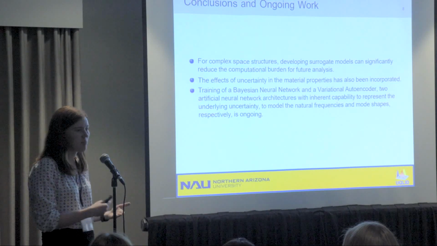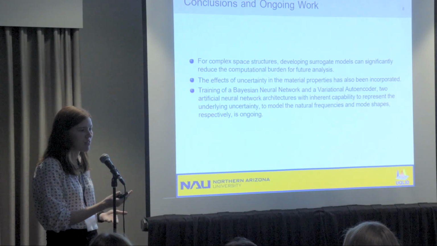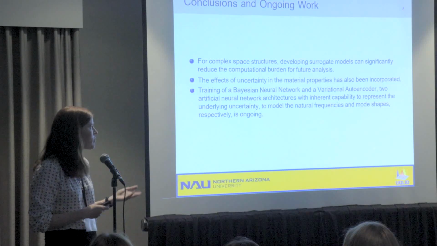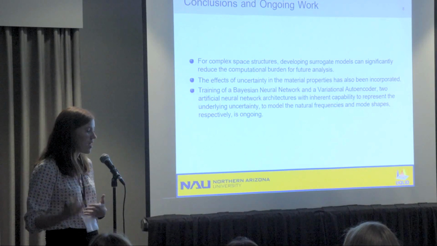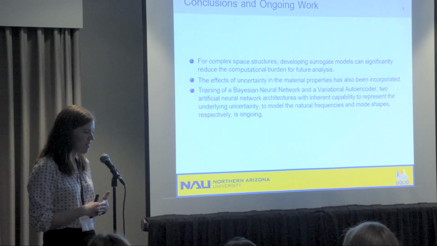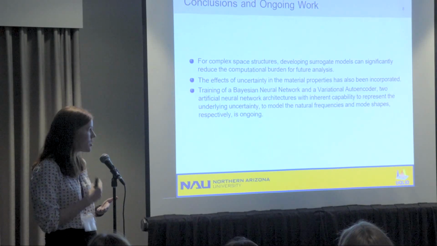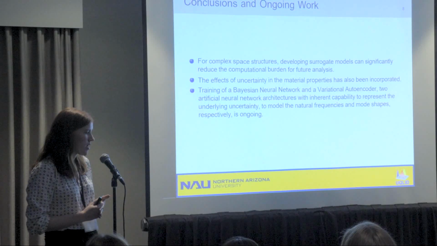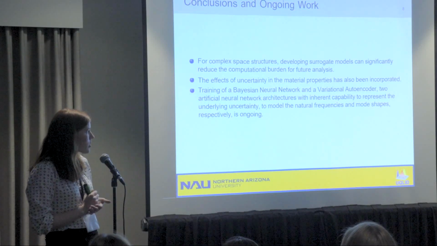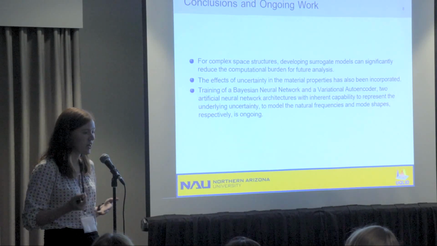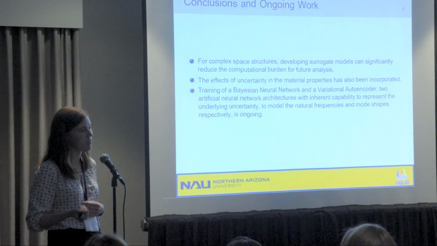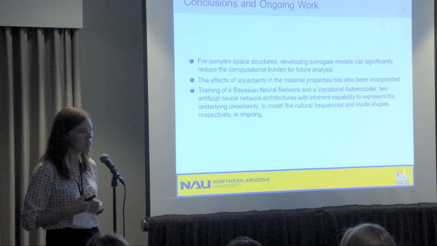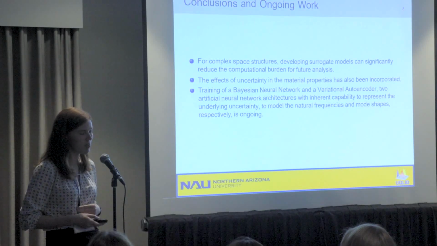But with the ANSYS background already set up, it would be relatively simple to just upload a new geometry file. And then the next real step is to actually take the training set that I'm making and use the neural network and variational autoencoder to generate the surrogate models. Both of these tools have inherent capabilities to represent the material uncertainties, so that makes them really great for this application.